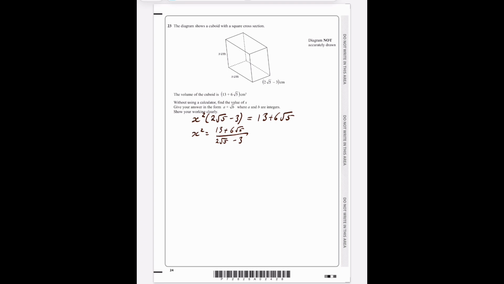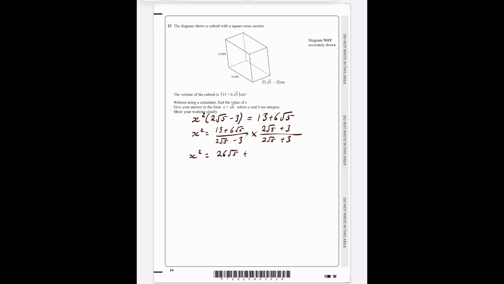So the first thing I'm going to do is divide by 2 root 5 minus 3. And then to rationalize the denominator, I multiply by the conjugate pair. That's going to be 2 root 5 plus 3 over 2 root 5 plus 3. That's a fraction equivalent to 1. And this will give me an expression for x squared.